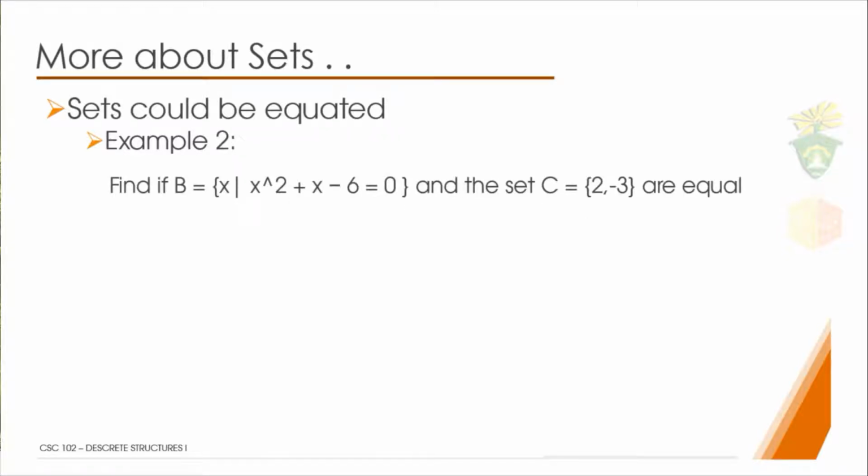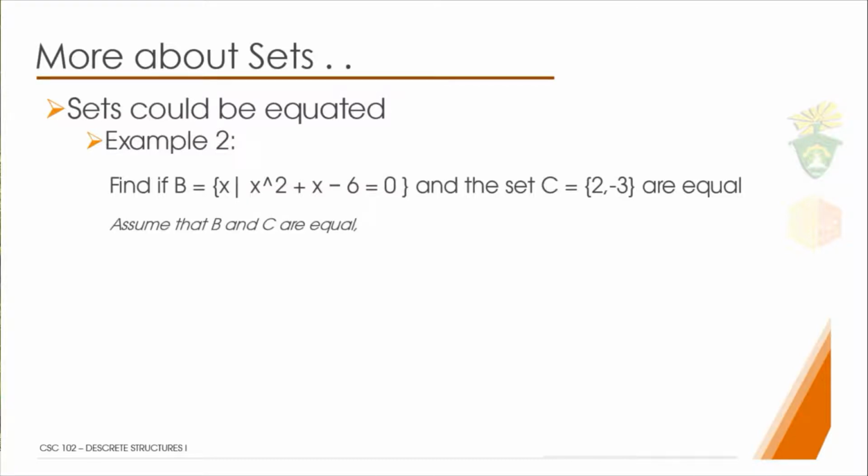So another example. For example, now we have this problem here. We have set B, which says that its elements are all those values that satisfy this equation, meaning all the values that when put in this equation should be equal to 0, or just satisfy this equation. And the set C is equal to 2 and negative 3. So the problem is we want to find out if these two sets are equivalent. So how do we do that?